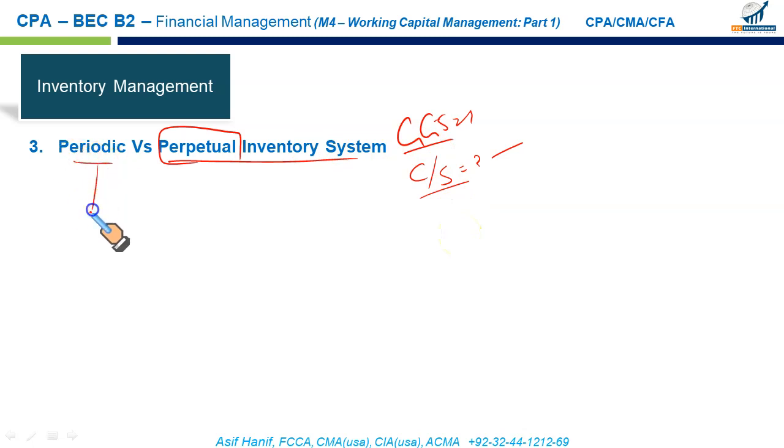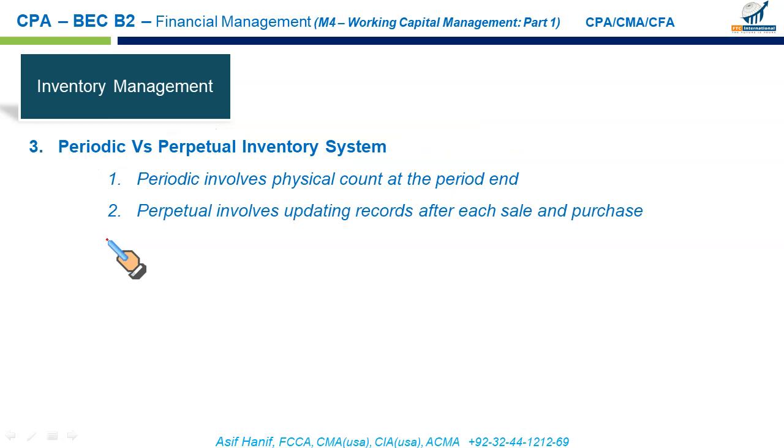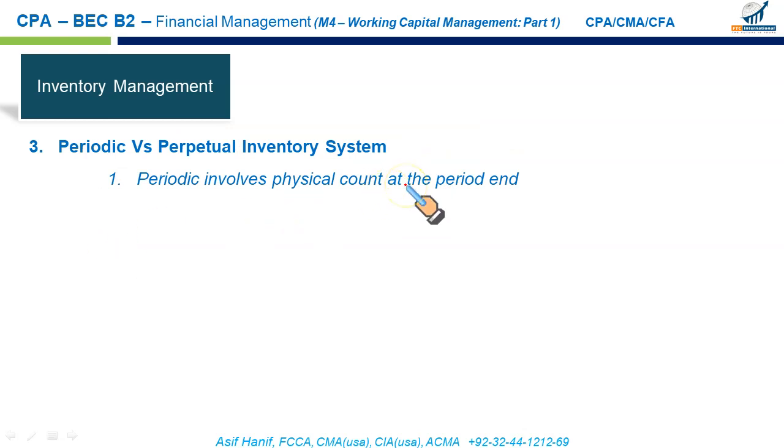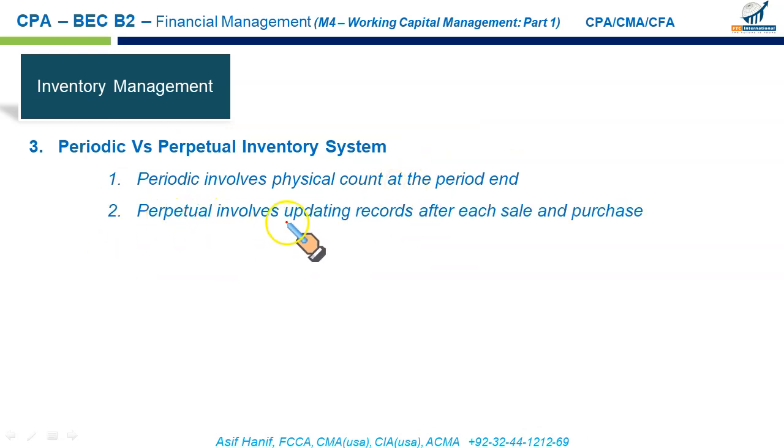Whereas for periodic inventory, you will have to go for the physical count to determine your CGS for the period. Right? So that's the important point we've just discussed. Periodic involves the physical count at the end of the period, whereas perpetual inventory involves updating records after each sale and purchase, which means the data is updated almost at any instant when you buy or sell.